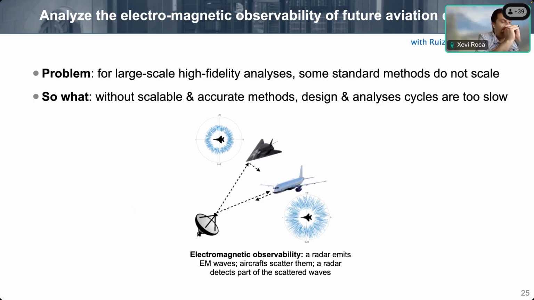So here in our department, we're interested in getting capabilities for electromagnetic observability. We want to analyze for future aviation designs the radar fingerprint. So basically the idea is that you have a radar that emits electromagnetic waves. These waves are scattered by the aircraft, and our receiver takes part of the scattered waves. And the problem is that when you go to large scale and you want high fidelity analysis, some standard methods do not scale that well. And without scalable and accurate methods, the design and analysis cycles are too slow. So next slide.